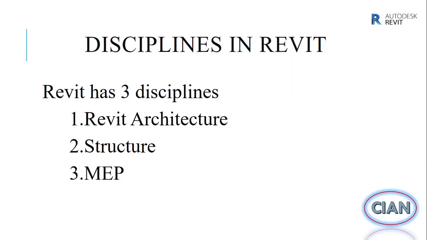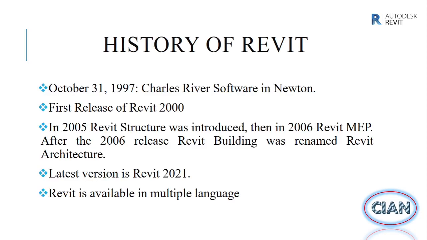Revit has three disciplines, namely Revit Architecture, Revit Structure and Revit MEP. Here MEP stands for mechanical, electrical and plumbing. Let us see the history of Revit. It was invented in the year 1997 by Charles River. Revit's first version was released on April 5, 2000. The software progressed rapidly with versions 2, 3, 3.1, 4 and 4.1 respectively.